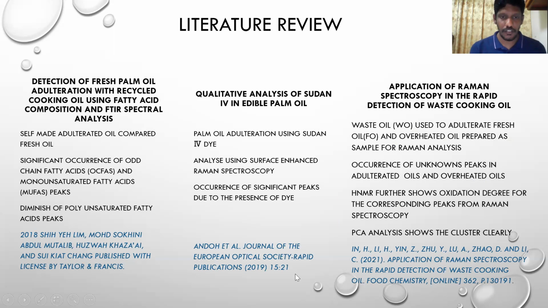Literature review, as I mentioned, I have chosen three published journals related to this research topic. The first is detection of fresh palm oil adulteration with recycled cooking oil using fatty acid composition and FTIR spectral analysis. For this, the adulterated oil is homemade, where they bought locally sold fresh oil and used that oil to deep fry banana fritters and chicken nuggets for a certain period of time till the total polar content reached 24%.